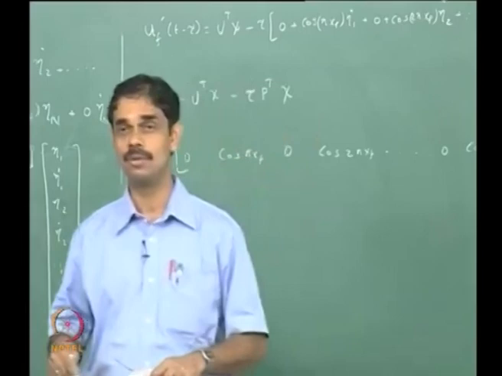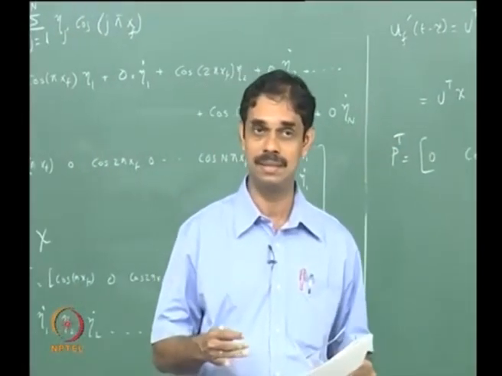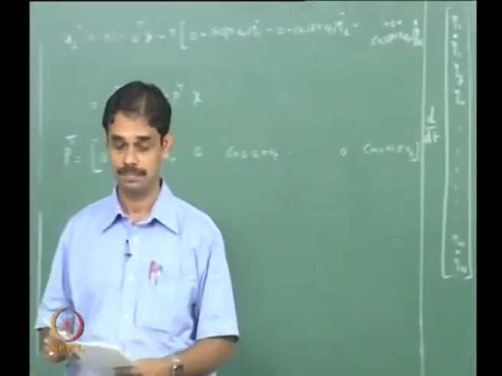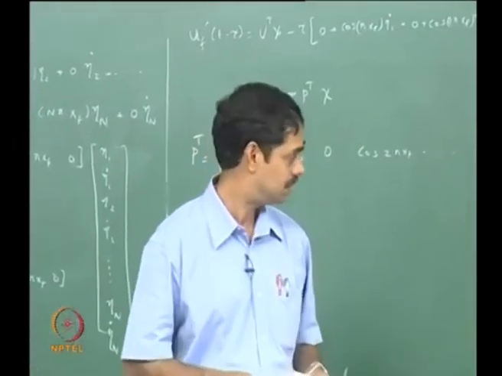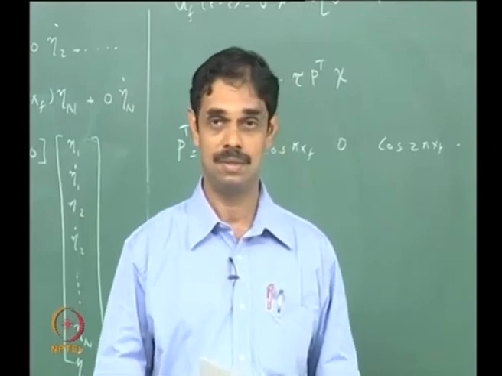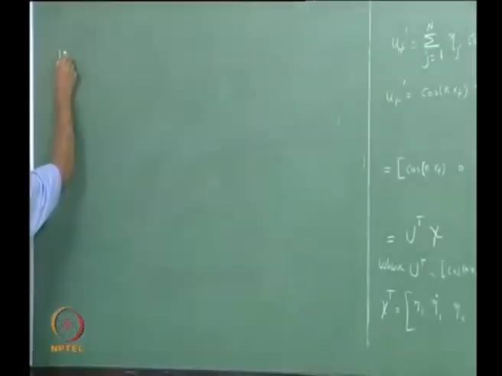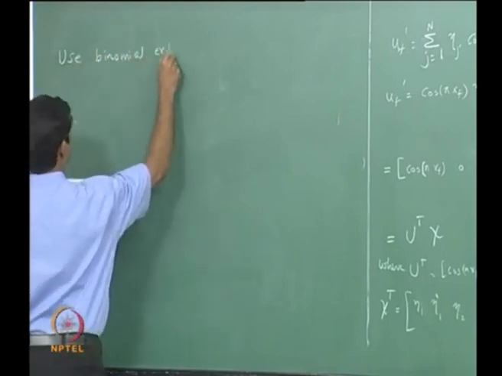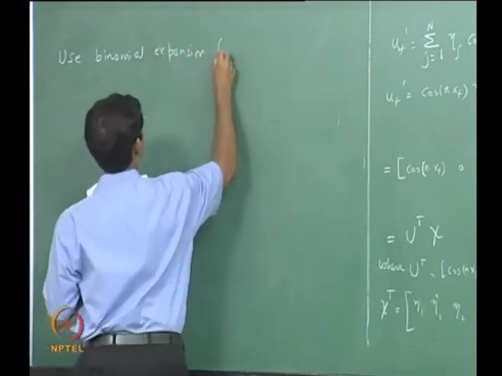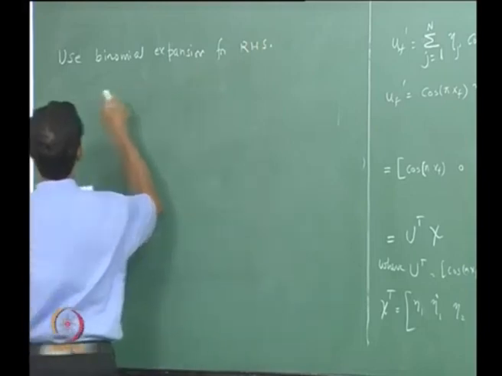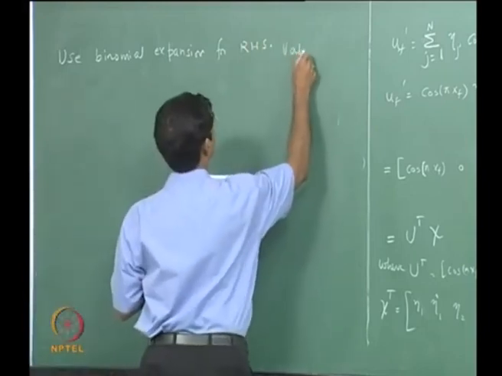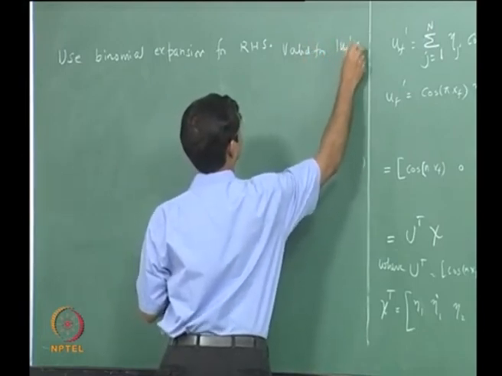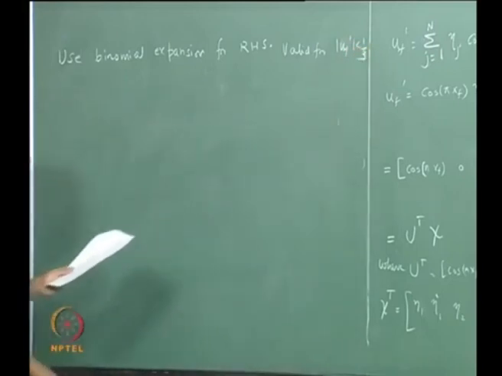So we said that we want to do a linearized analysis, so we want to do linearization, and how would you, I mean we have a nonlinear term here, square root, so what would you do? Binomial expansion, we will do a binomial expansion. But you have to make sure that Uf prime is small so that we do not run into any problems. Is that clear? Binomial expansion for right hand side. So this is valid for Uf prime less than 1/3.